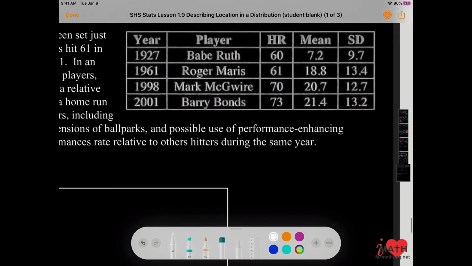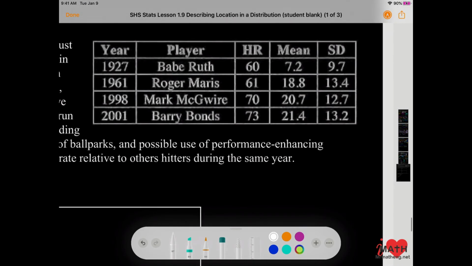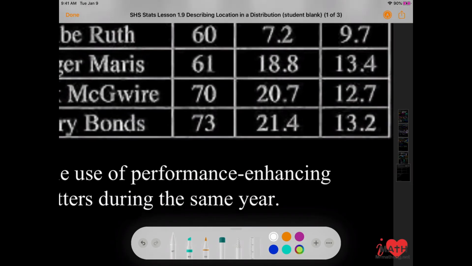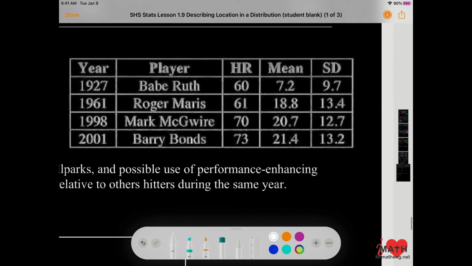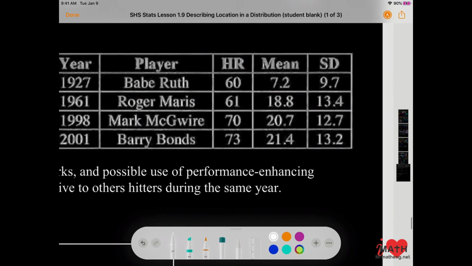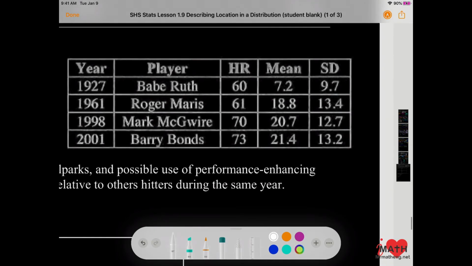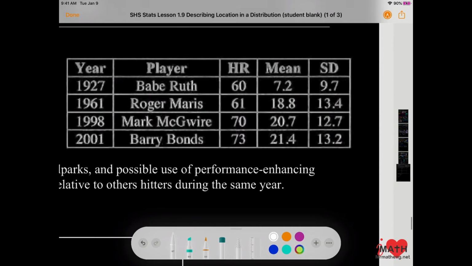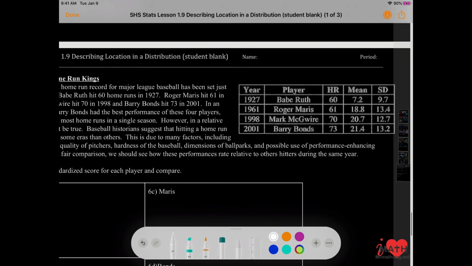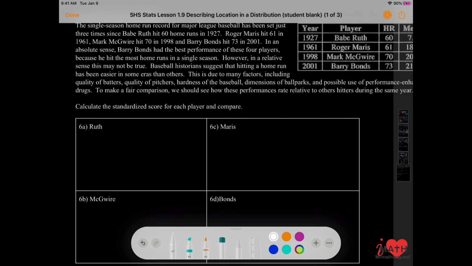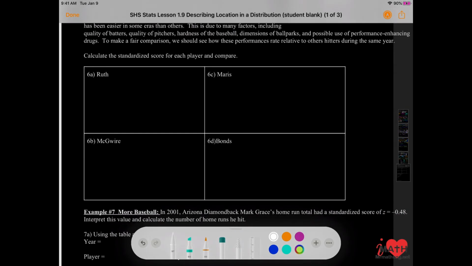So in this, I have the years, I have the baseball player, how many home runs they hit. The mean is the average of all those players that year, what were they hitting? And then the spread, how far apart was it? Okay. All right, calculate the z-score for each of the players. Go ahead and calculate the z-scores for each of those. Again, write down the formula, and then we'll compare them.